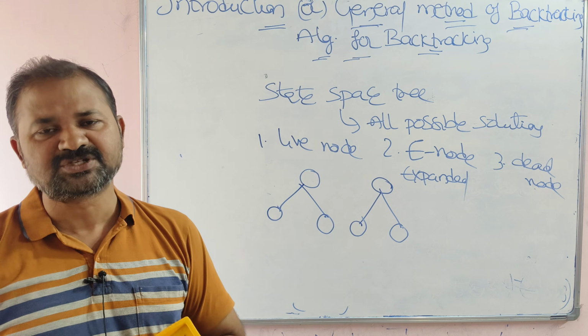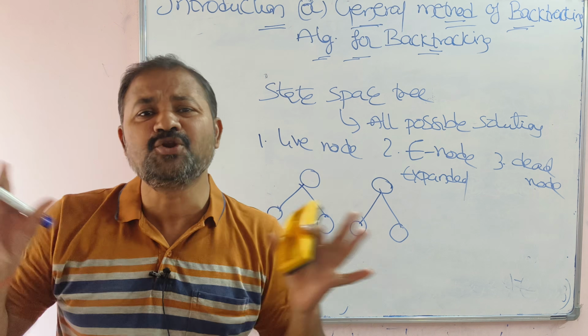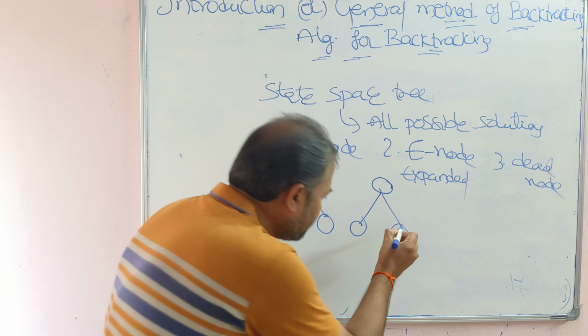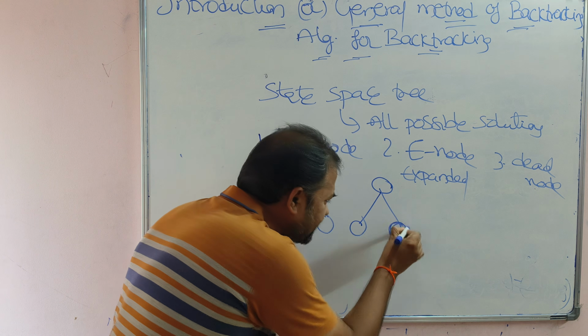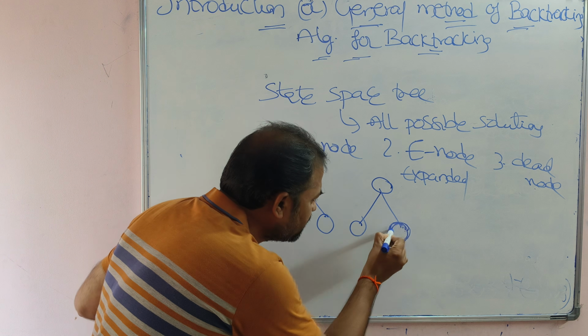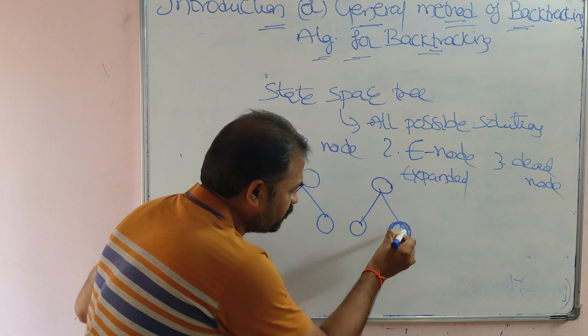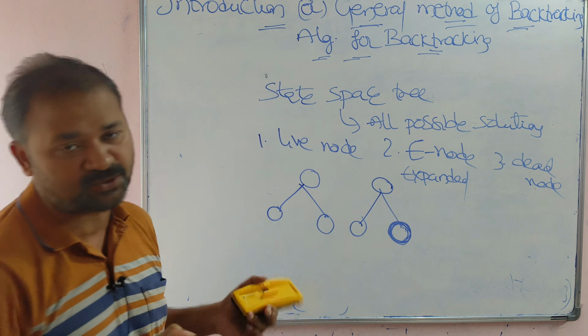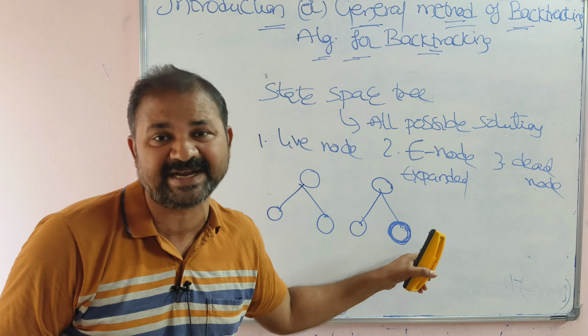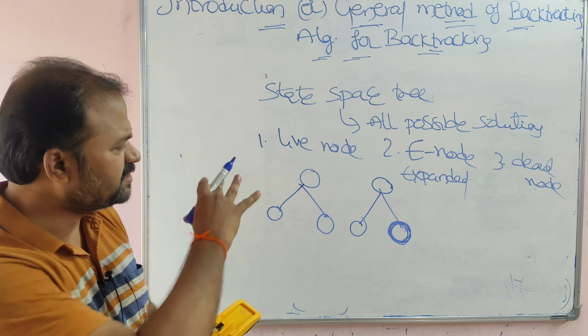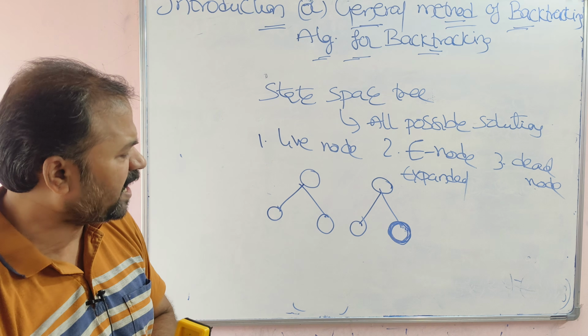What is a dead node? A dead node means there are no children. Let's take this node. This is the dead node. Dead node means we can't explore or expand this node. There are no more children for that node. So these are the three types of nodes that we have.